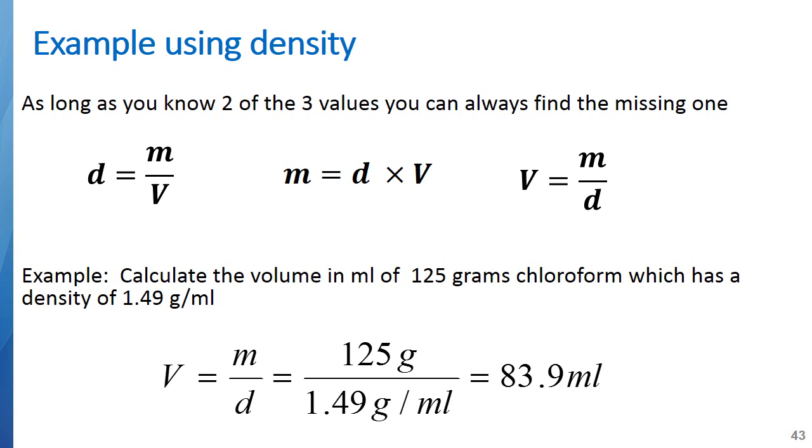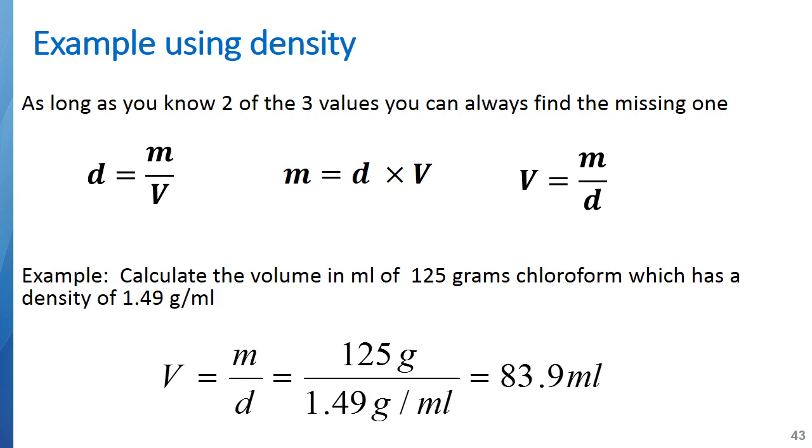There's also another way to use this equation. As long as you know 2 out of the 3 values, you can always find the missing one. So density is defined as mass divided by volume. Remember that mass is always the thing in grams. Volume is in milliliters or liters. So if you know the density and the volume, you can find the mass. Mass equals density times volume. And then volume equals mass divided by density.